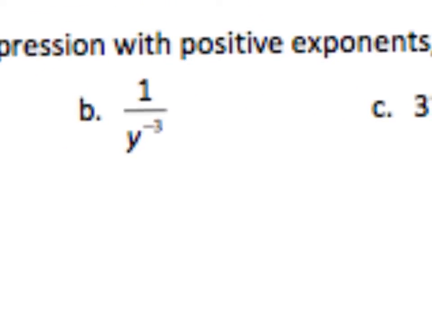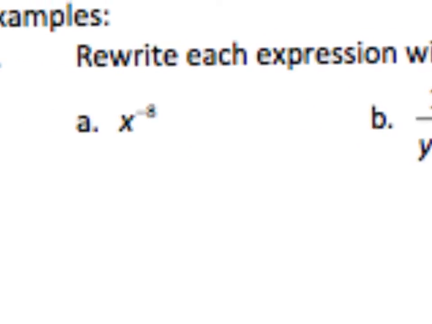Okay, so looking at a, we have x to the negative 8th. So I'm going to put this over 1. Okay, the 1 is fine because it has a positive exponent. We don't even see it. The x to the negative 8th, that needs to change. So we need to cross the fraction bar, and it's going to go to the bottom. The 1 will stay there as well.